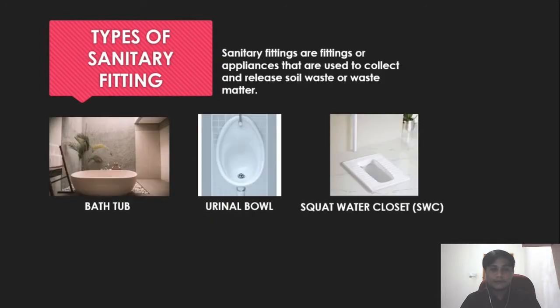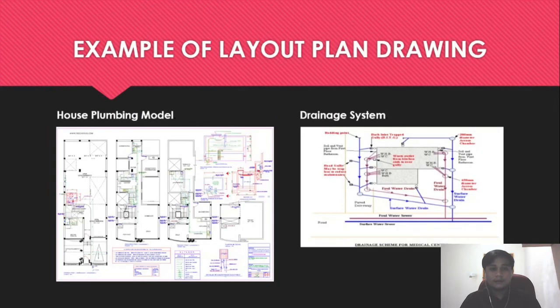Next, for the sanitary fittings. In a structure, many types of sanitary fittings are necessary to accomplish various functions. These fittings are also built and fashioned in such a way that they have a non-absorbent surface that is easy to clean. In plumbing systems, numerous types of pipe fittings are available for various purposes and functions. Next, for the example of layout plan drawing. So this is an example of a house plumbing model, and this is an example of a drainage system drawing.